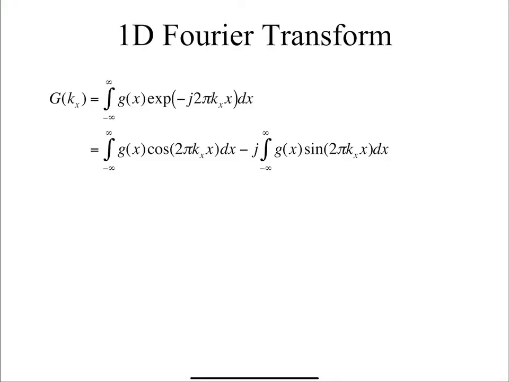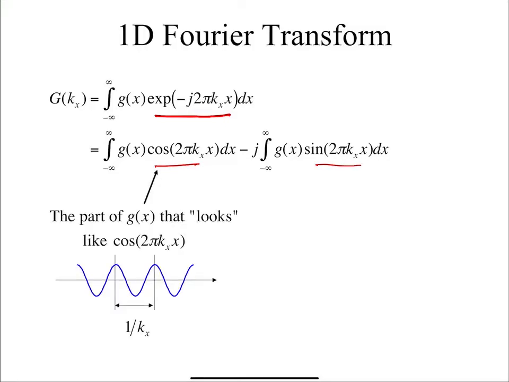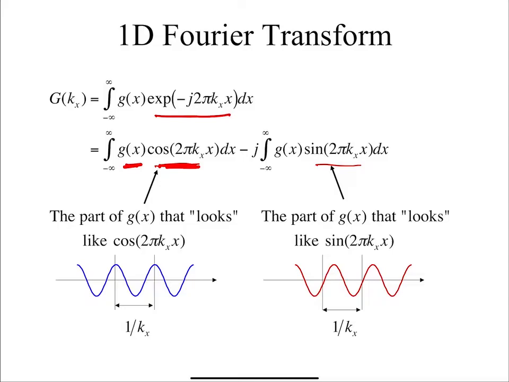So then when we have the 1D Fourier transform, we can apply Euler's formula. We can take this and break it into the cosine and the j sine. What we're getting is we're taking our function g of x, multiplying it by cosine 2 pi kx x, and then integrating it, which is basically an inner product. It's saying how similar is g of x to cosine 2 pi kx x, and also how similar is g of x to sine 2 pi kx x. Those are both the same frequency, just off by a phase of 90 degrees. So by doing that, we're capturing how much of my signal is in that frequency. That's all the Fourier transform is doing.